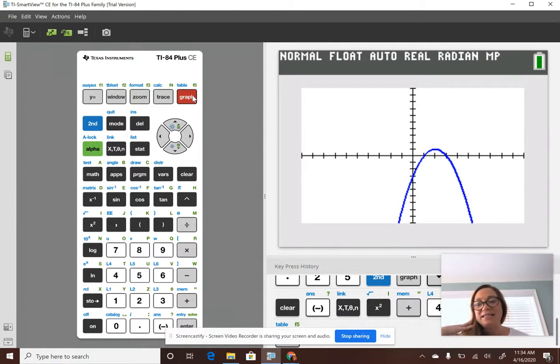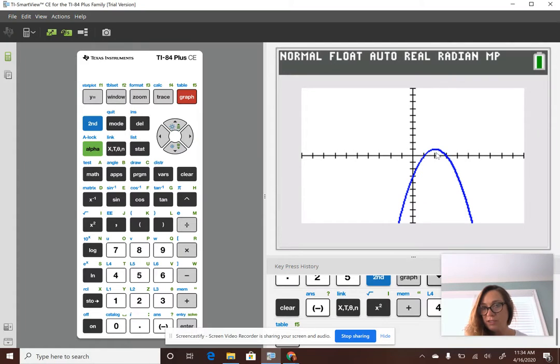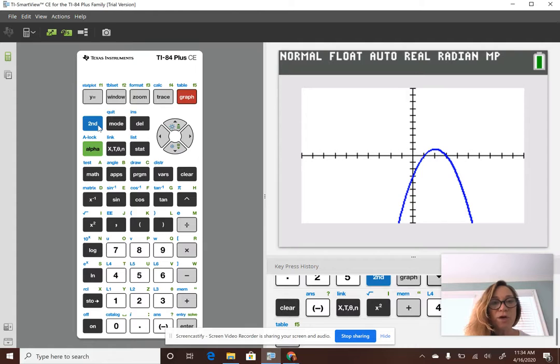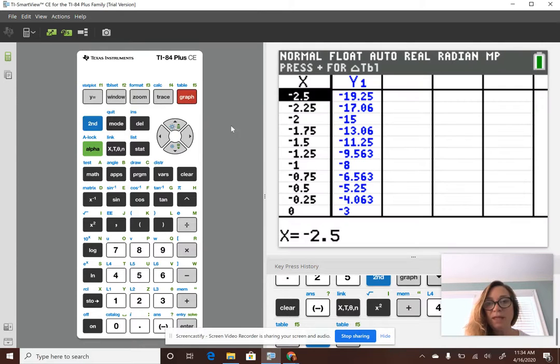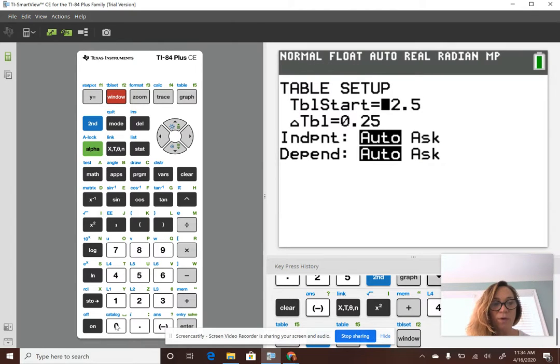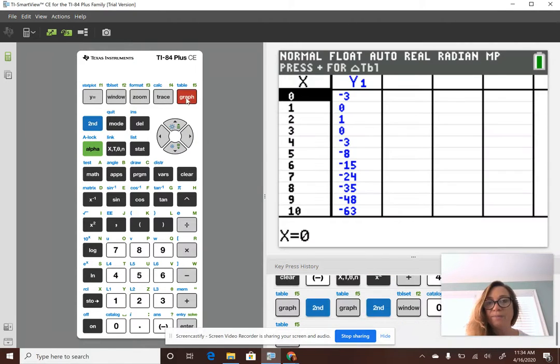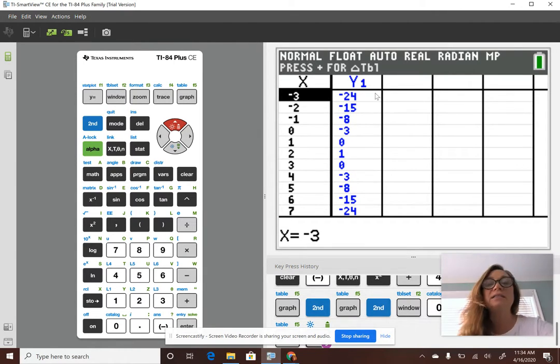So that fits nicely in my negative 10, 10 window, so I don't have to really change that. If you want, you can notice the turning point. It looks to be 2, 1. So I would go second table, and I'm going to change the table set back to integers. So I'm going to start at 0 and go by ones. Second table. So yeah, it is 2, 1. And this is how I center my vertex.